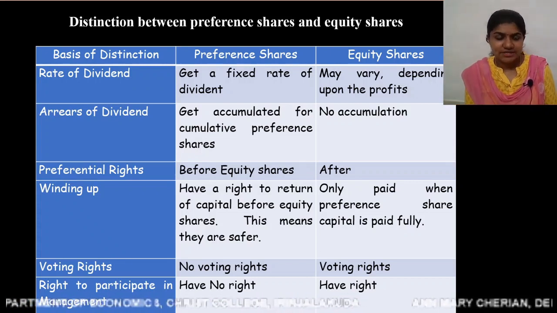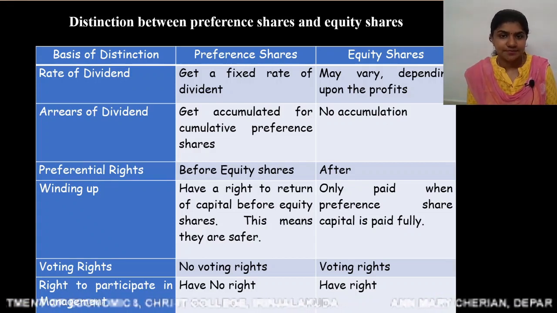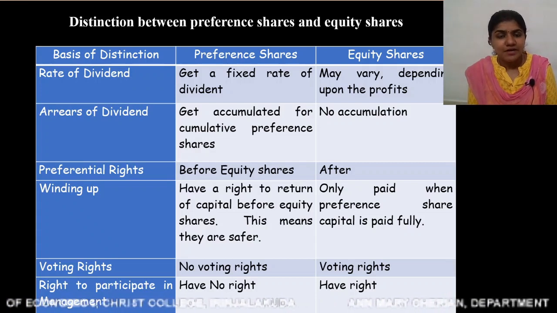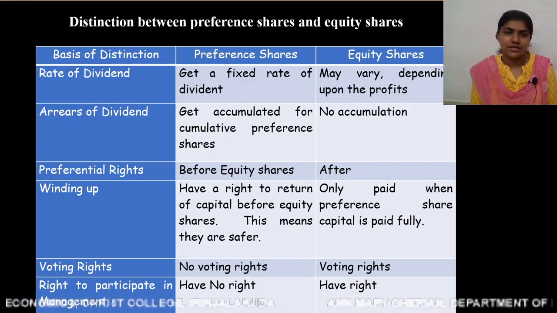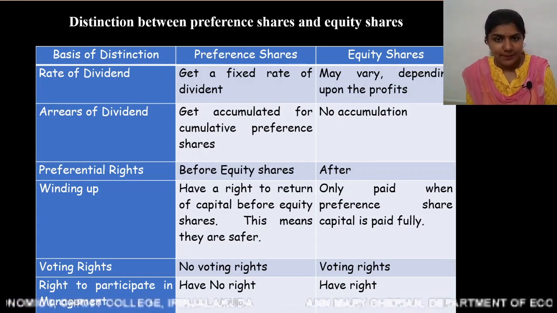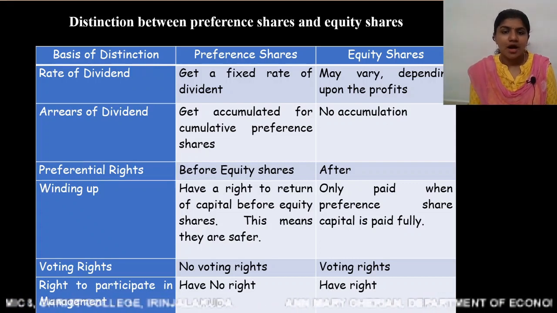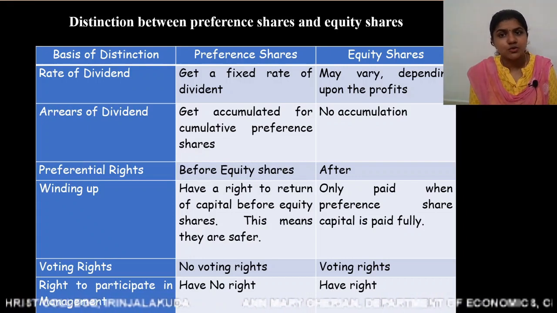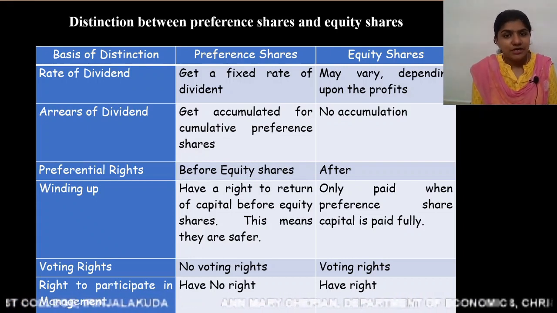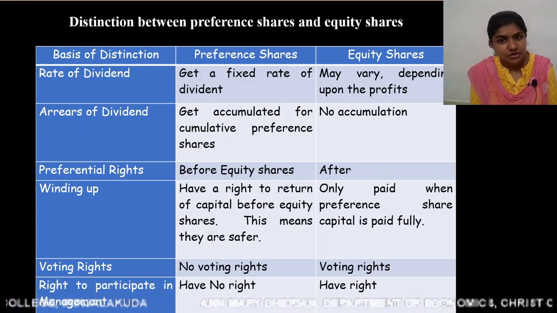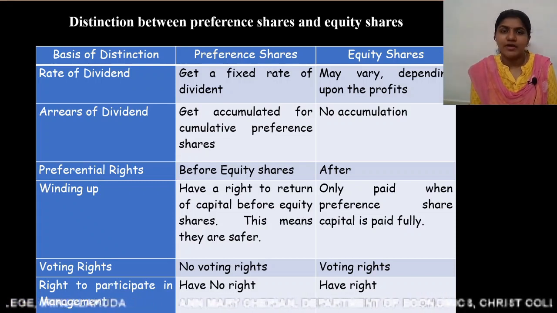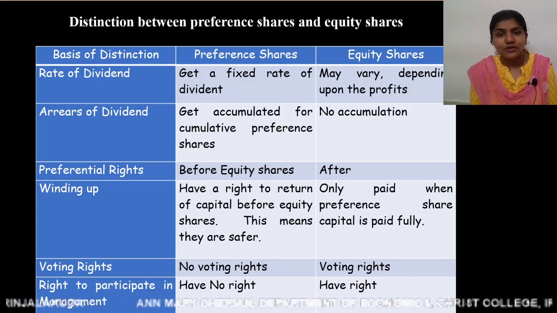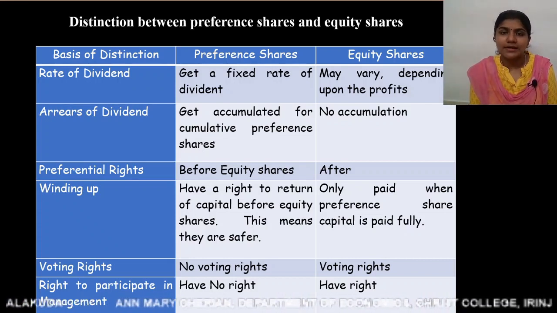Next basis of distinction is preferential right. So preference shares have a preferential right over equity shares. When dividends are paid, preference shares are paid before making dividend payments to equity shares. So preference shares have got preferential right over equity shares, whereas equity shares have no preferential right. The dividend of equity shares is paid at last.